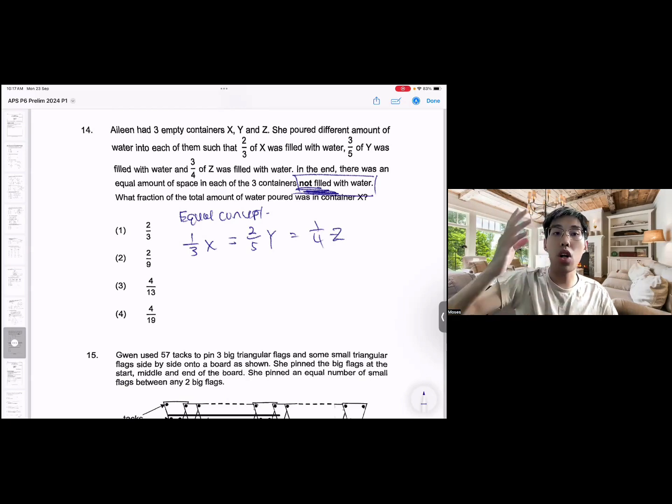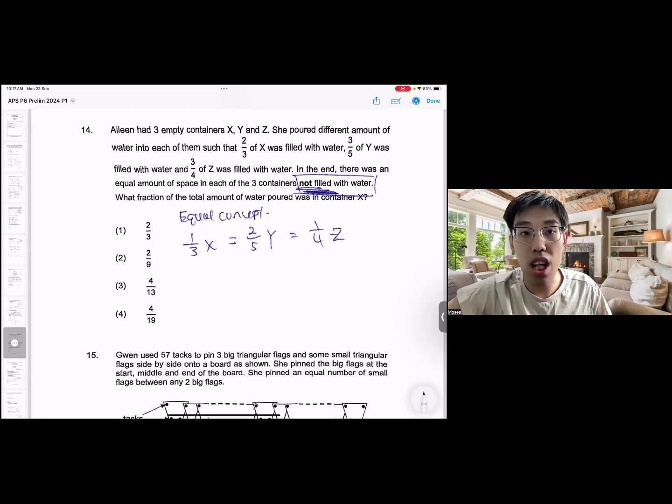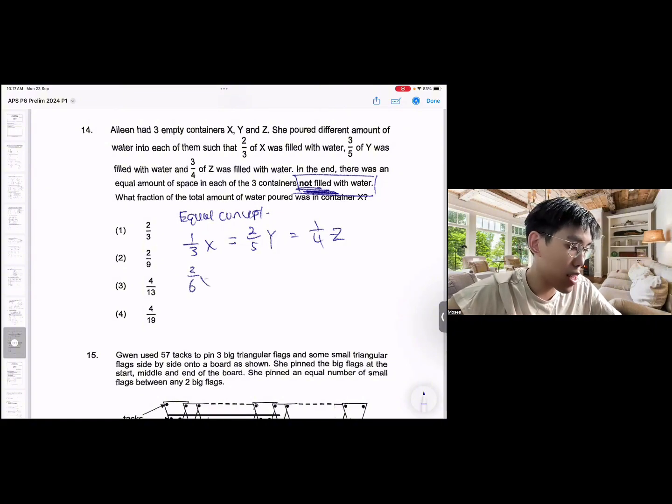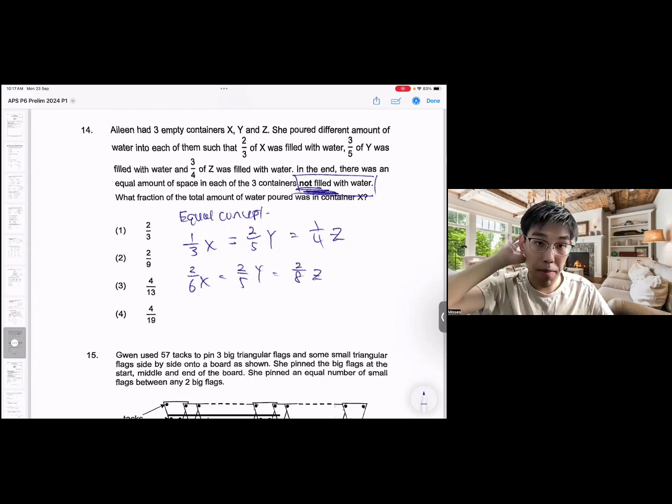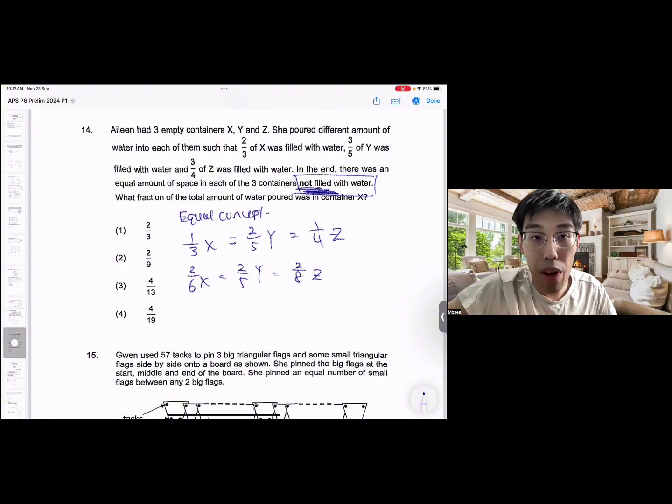As you can see, we have numerators of 1 and 2. So I need to change everything to 2, because it's the lowest common multiple. So this one is 2/6 X equals 2/5 Y equals 2/8 Z. Okay, so from here we can figure out what fraction of the total amount of water poured was in container X.